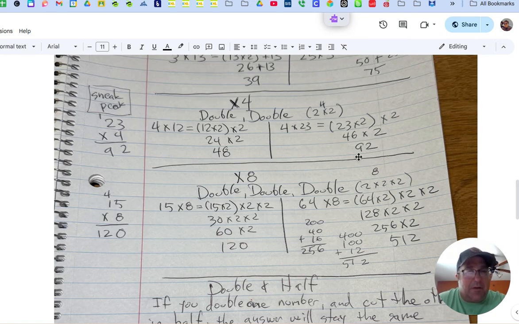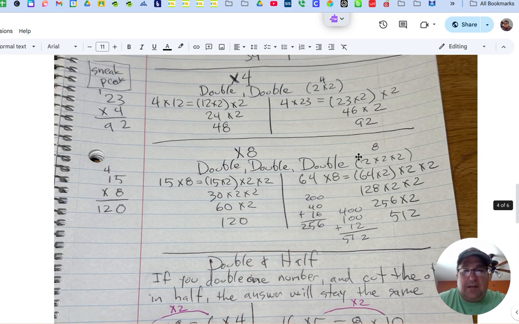And kids are really good about breaking down those numbers. And then 8, just double it one more time, right? Because 2 times 2 times 2 is 8. So let's do 15 times 8 basically in our heads. I'm going to do 15, double it, double it, double it. All right, so if I double 15, I get 30. Double 30, you get 60. Double 60, you get 120. So anytime you multiply by 8, you can just double, double, double.